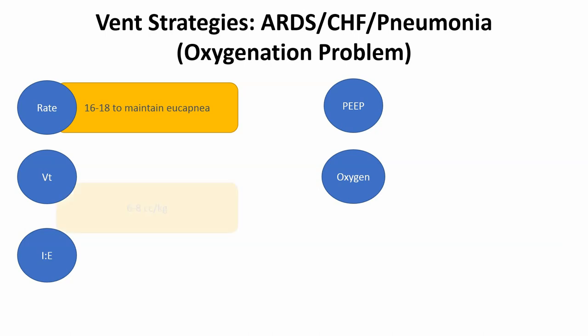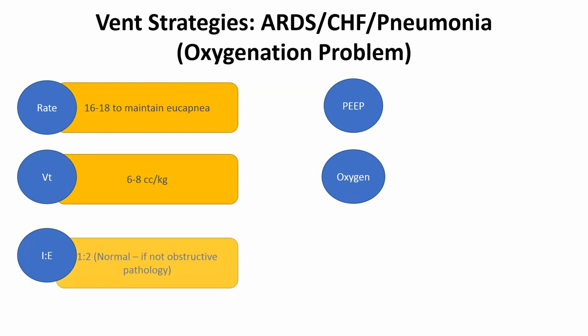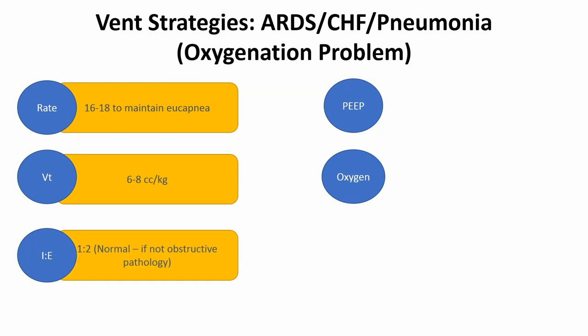Your tidal volume should always be 6 to 8 cc's per kilogram, and your inspiratory to expiratory ratio should be 1 to 2, which is normal. Note that it says if not obstructive pathology. We're not worried about the expiratory time. Your I to E ratio is your inspiratory to expiratory. Normal is you give them about 1 second to get the breath in, about 2 seconds to exhale.